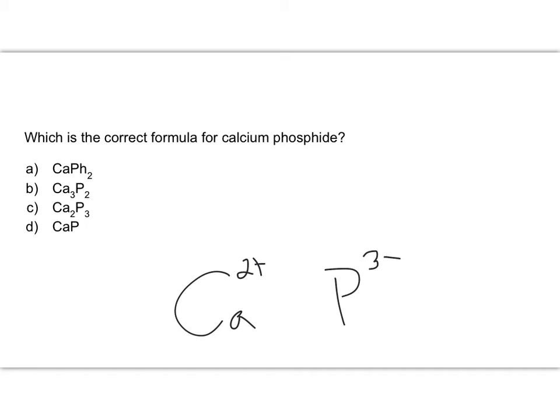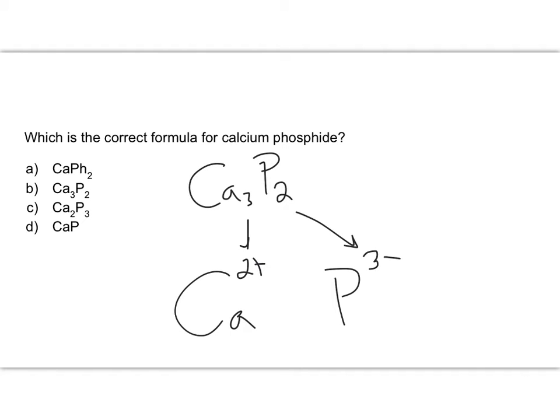In order for these to cancel out, we have to find a number that both of these will go into, because they don't go together directly, they're not balanced, and you can't just have 2 calciums and a phosphorus because they don't match up. So the smallest number that they both go into would be 6. And in order to get a total positive charge of 6, I would need 3 calciums. All right, 3 calciums times +2 each gives you a charge of 6. And then it would take 2 phosphorus, or phosphide ions, 2 times 3 gives you 6.